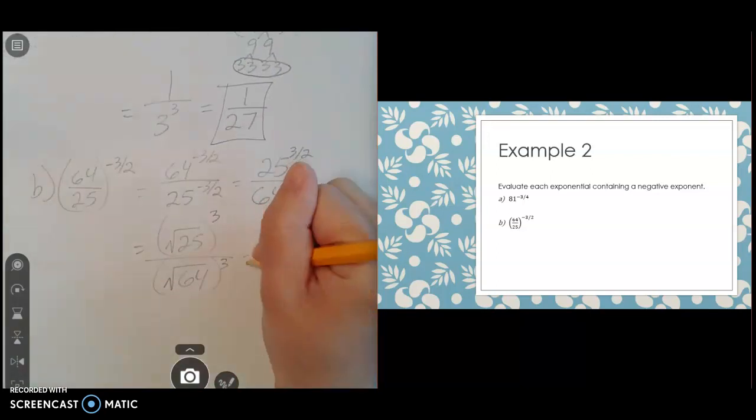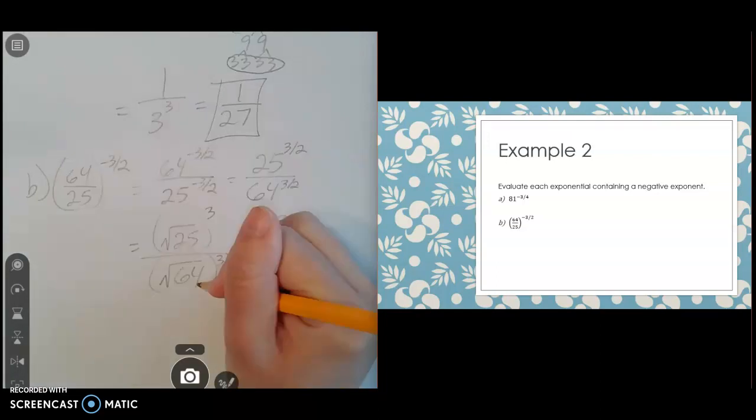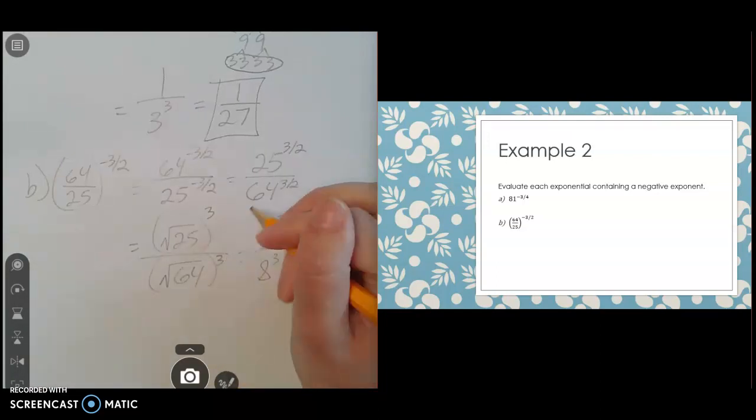Let's see, from here, the square root of 25 is 5. The square root of 64 is 8. So now we've got 5 to the 3rd power and 8 to the 3rd power.